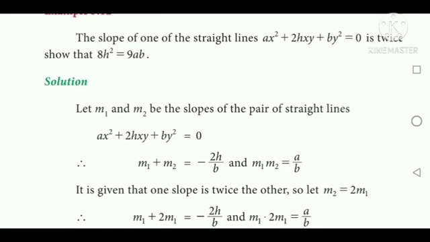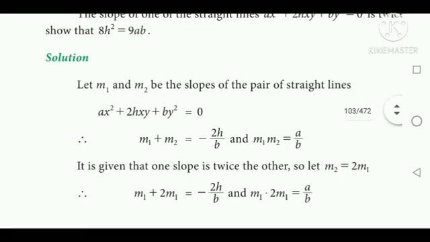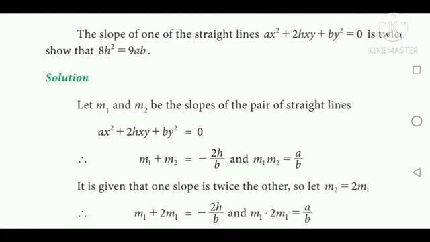The slope of one of the straight lines is twice that of the other. Here there are two slopes, m1 and m2. Let m1 and m2 be the slopes of the pair of straight lines ax square plus 2hxy plus by square. Then m1 plus m2 equal to minus 2h by b, and m1 into m2 equal to a by b. That is, we apply the slope formula: the sum of the slopes equal to minus 2h by b, whereas the product of the slopes equal to a by b.